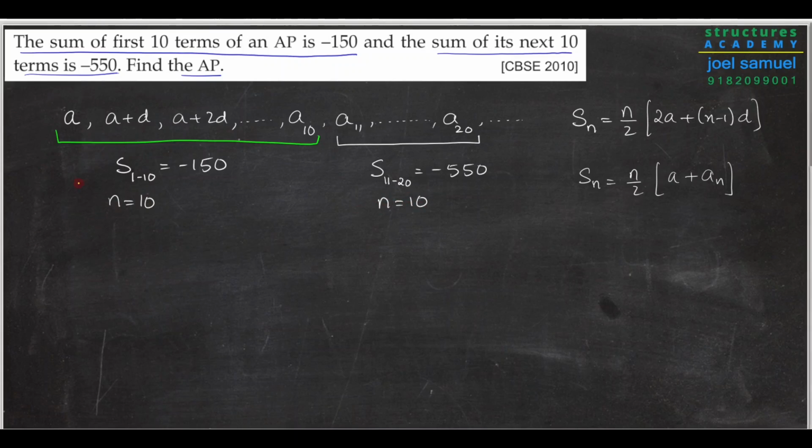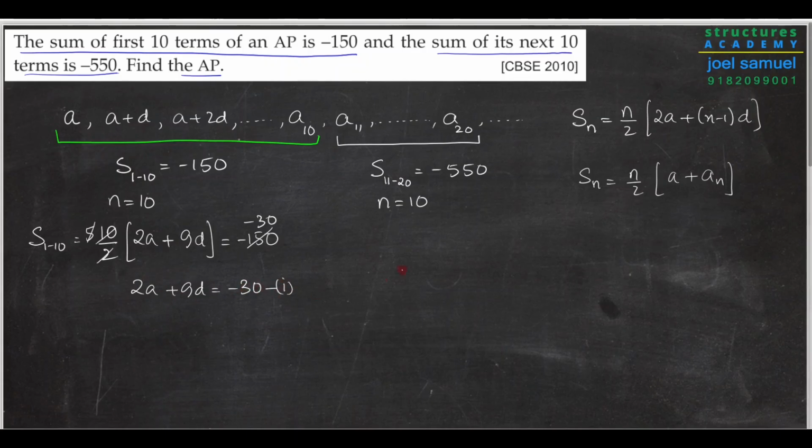And since we are taking the first term as a, the first term for this series is going to be a in general, and the common difference is going to be d. So S1 to 10 becomes 10 over 2 into (2a plus (n minus 1), that is 9d), and all of this is equal to minus 150. I cancel this: 5 times, and this goes minus 30 times. So the equation that I get is 2a plus 9d equals negative 30. Let's call that equation 1.